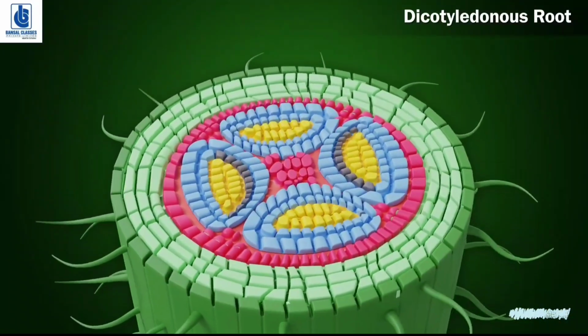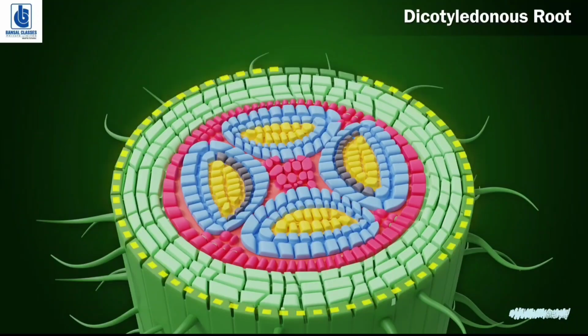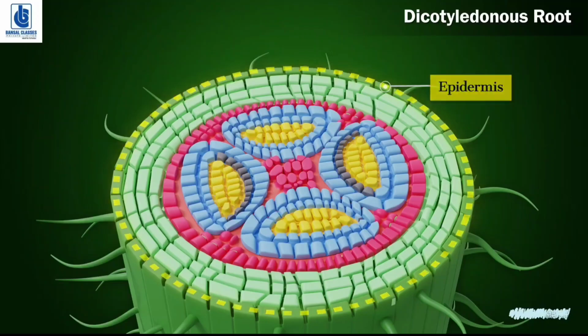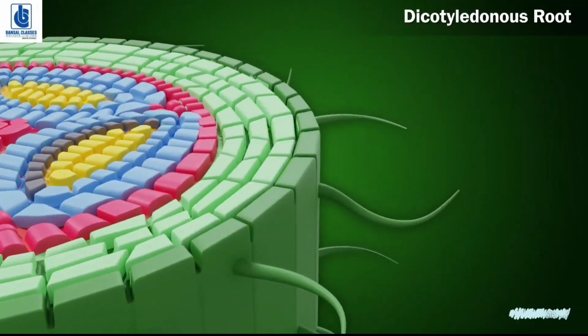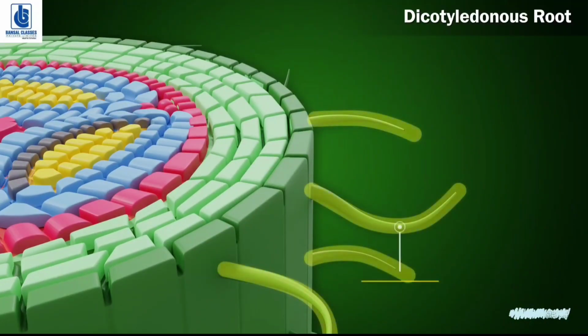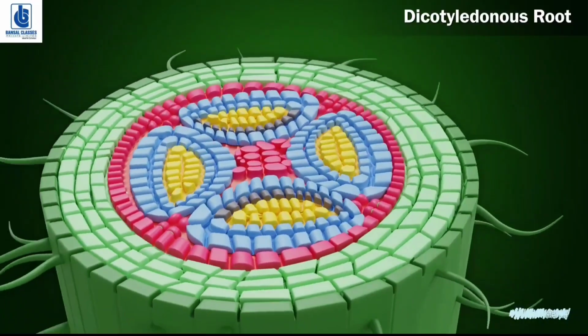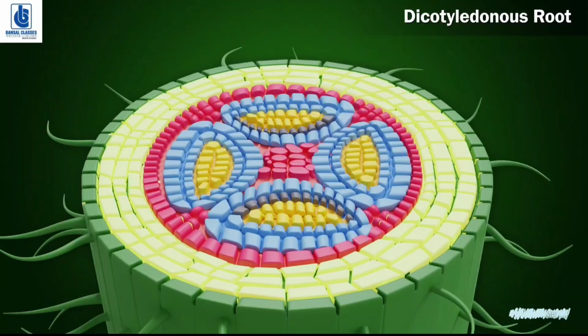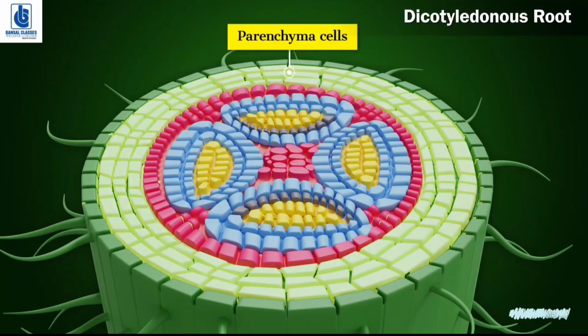The internal tissue organization is as follows. The outermost layer is epidermis. Many of the cells of epidermis protrude in the form of unicellular root hairs. The cortex consists of several layers of thin-walled parenchyma cells with intercellular spaces.